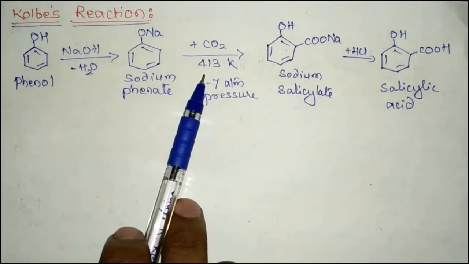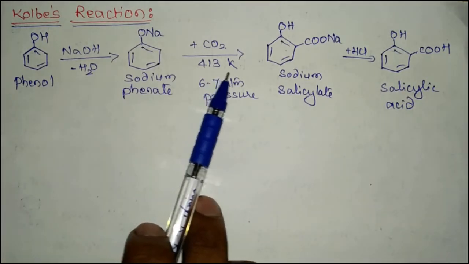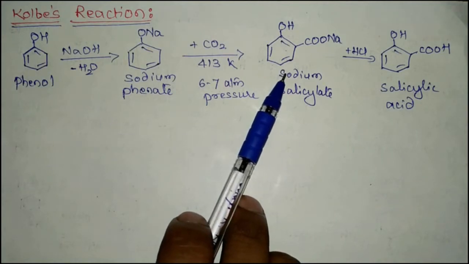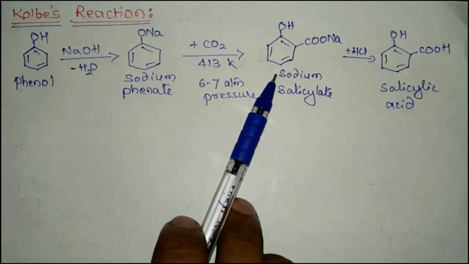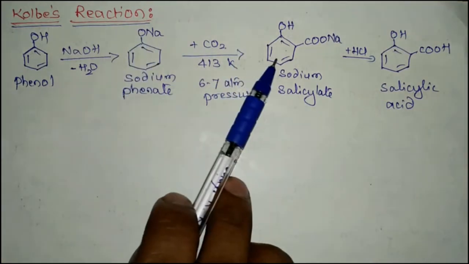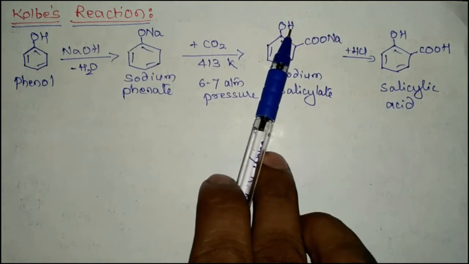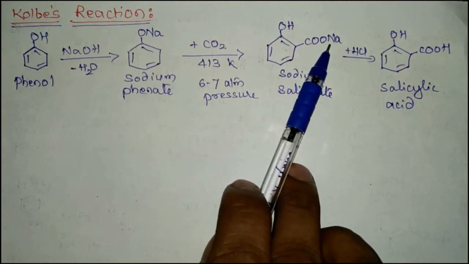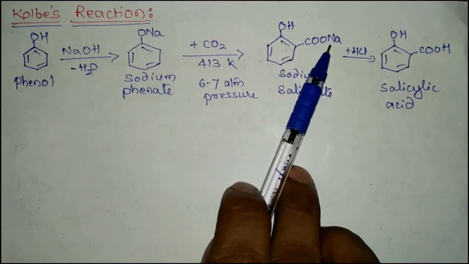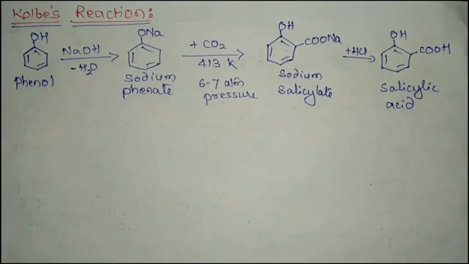Then second point, if temperature is maintained more than 413 Kelvin, instead of the ortho isomer, you are going to get the para isomer. You have to remember these 2 points. Whenever salicylic acid is formed, the sodium salt of salicylic acid is formed. Here you have to write OH and here you have to write COONa. If here you write ONa and here COOH, then you are going to lose marks for that. This is about Kolbe's reaction.